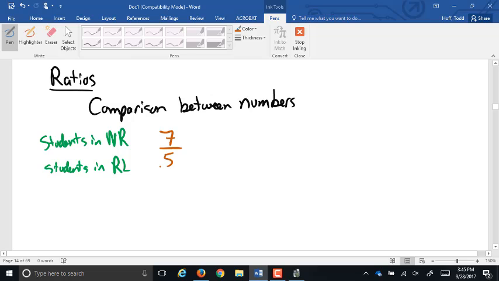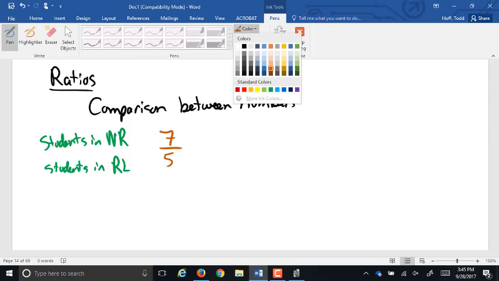I shouldn't say that too loud. This is a low batting average tonight.